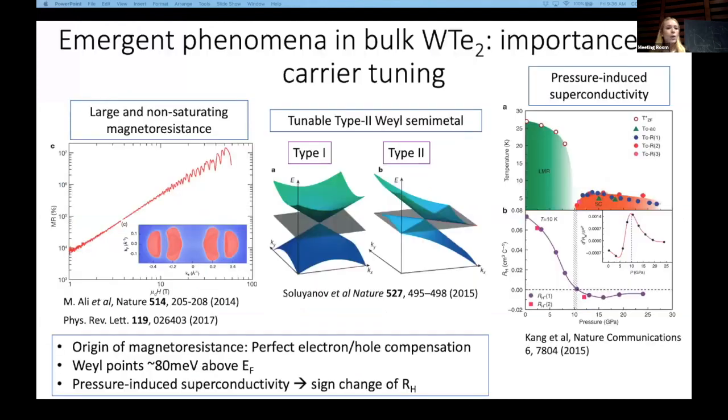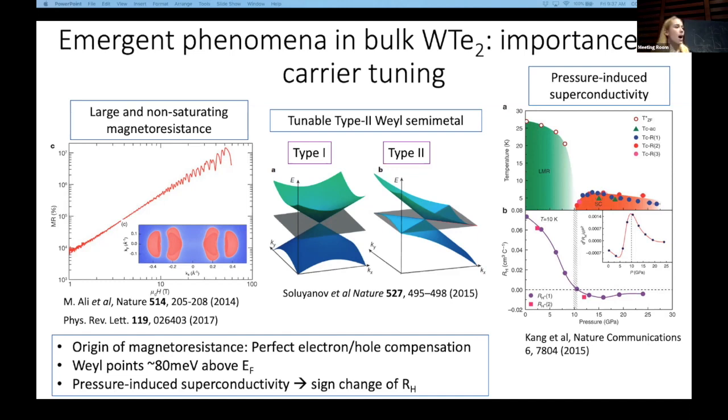All right, so in the case of bulk tungsten ditelluride, it turns out that for many of the emergent phenomena in that material, carrier tuning plays an important role one way or another. So this material first rose to prominence a few years ago because of its large and non-saturating magnetoresistance. This was attributed to perfect compensation between electron and hole pockets. There is photoemission support for that, but it's maybe not fully accepted in the community. But anyway, that's the most common explanation for the large and non-saturating magnetoresistance.